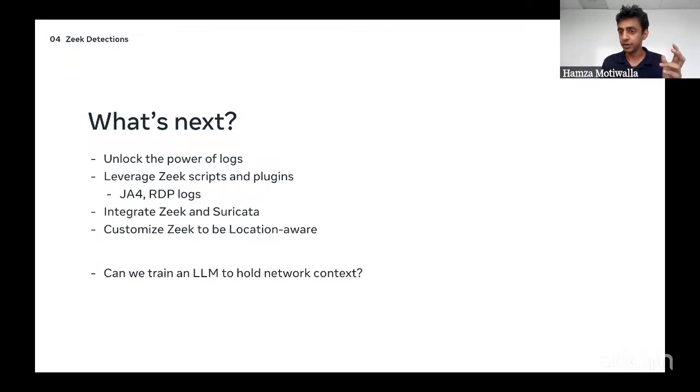RDP, remote desktop protocol. We do not like remote desktop agents and remote desktop solutions in our enterprise network, which means that any kind of RDP logs coming in and out of the network are bad logs, basically a red flag.